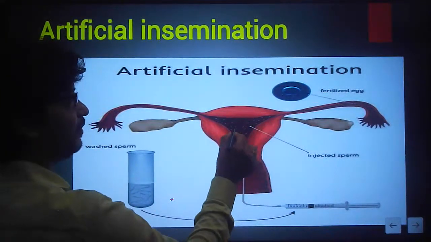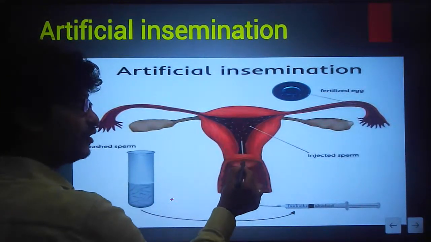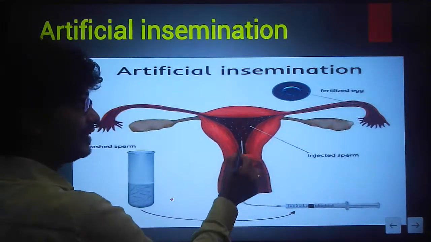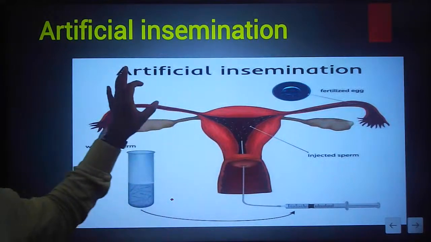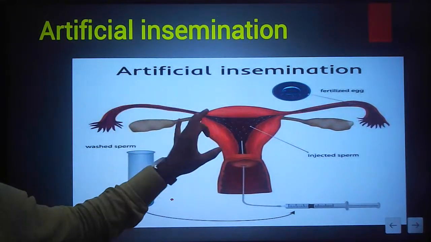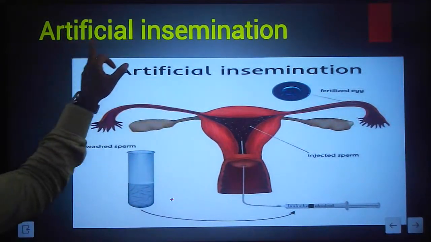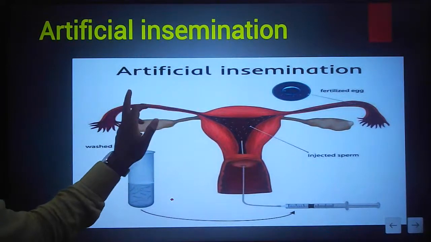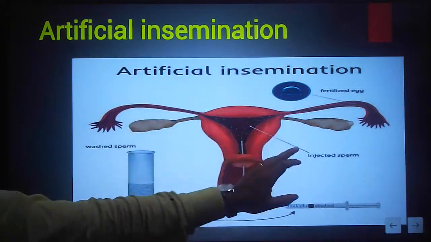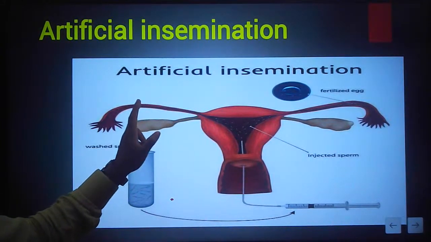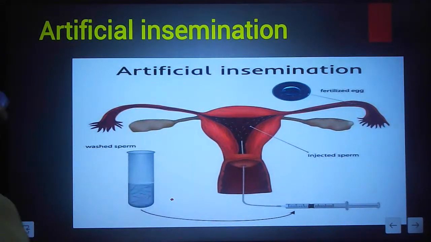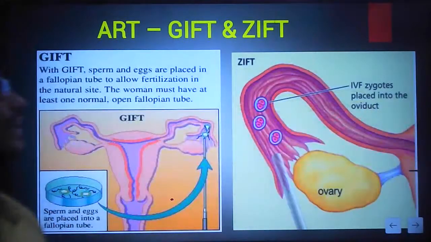This injected sperm will migrate; it will be injected into the vagina, or it may be injected directly into the uterus. This type is called artificial insemination, or simply AI. AI stands for artificial insemination, where the sperm can be directly injected artificially into the female reproductive tract. Okay, so this is the first technique.